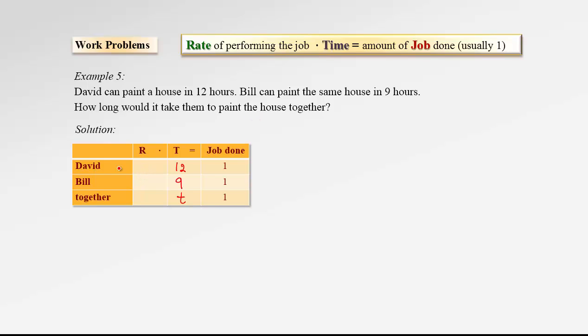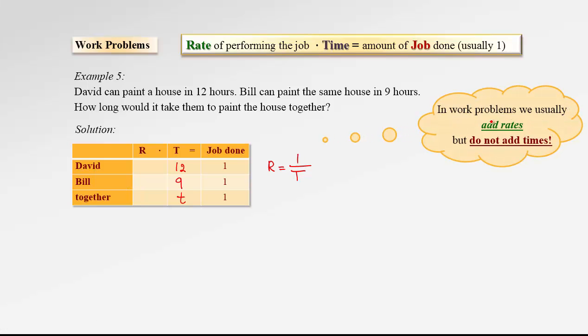What do we know about the rate of performing the job? According to this formula, rate is the job done, which is 1 in our case, over time, 1 over t. Also notice that if two people work together, the rates of performing the job should add. That's the difference between work problems and motion problems. In work problems, we usually add rates. Remember, in motion problems, we usually do not add rates. But in work problems, we usually add rates.